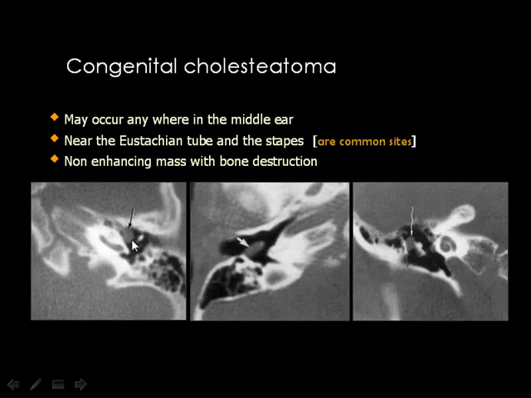Then this opacity is considered congenital cholesteatoma whenever the middle ear cavity is clear, and there is no previous history of otitis media or mastoiditis. The congenital cholesteatoma commonly occurs near the stapes or near the Eustachian tube, but any place can be involved, like this one near the Eustachian tube, for example, and this is another congenital cholesteatoma, and this is also another congenital cholesteatoma.